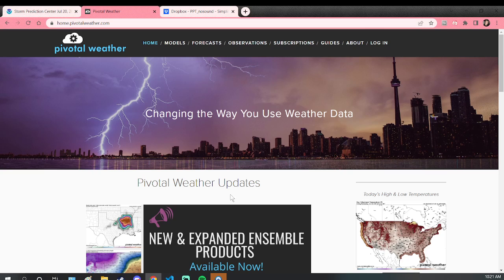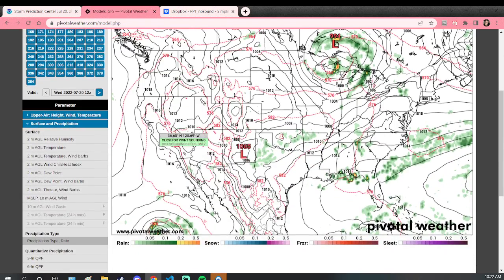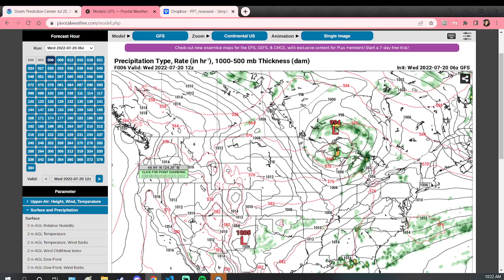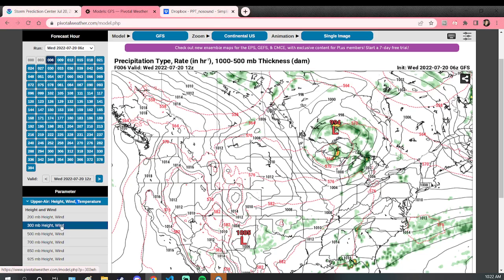You can go to Pivotal Weather to look at what the forecast looks like, and then you click on Models. Okay, so what should we start off looking at? Typically, I start off looking at the 200 or 300 millibar heights to look at the upper atmosphere, because remember, the lower the number, the higher up in the atmosphere you are. It's the summertime, so I'll check 200 first.